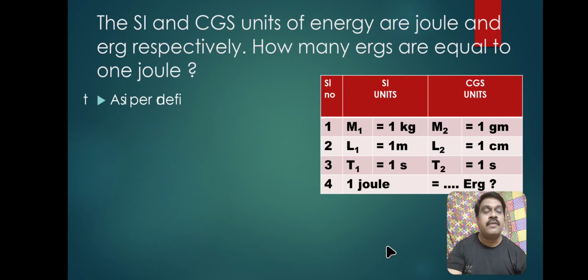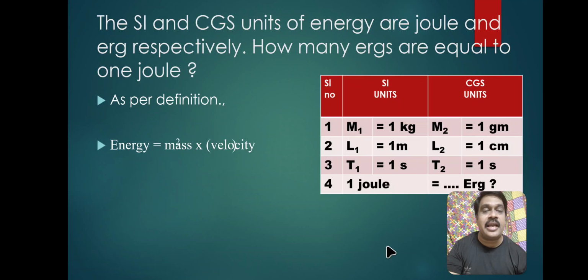Here we are going to use Einstein's mass energy equivalence, that is E equal to mc square, where E stands for energy, m stands for mass and c stands for velocity of light. That same expression is rearranged as energy is equal to mass into velocity square. This is the part we are going to discuss.